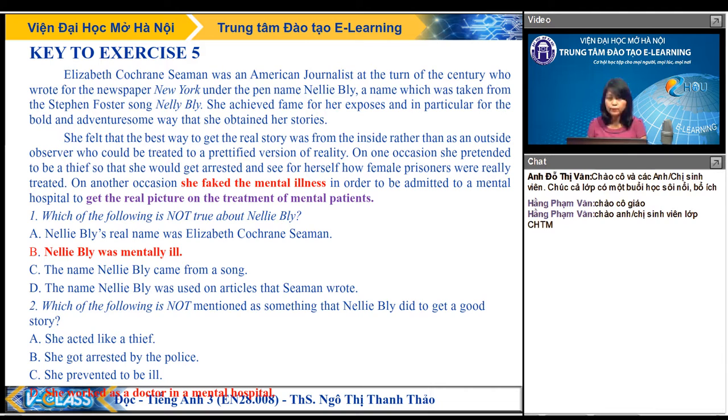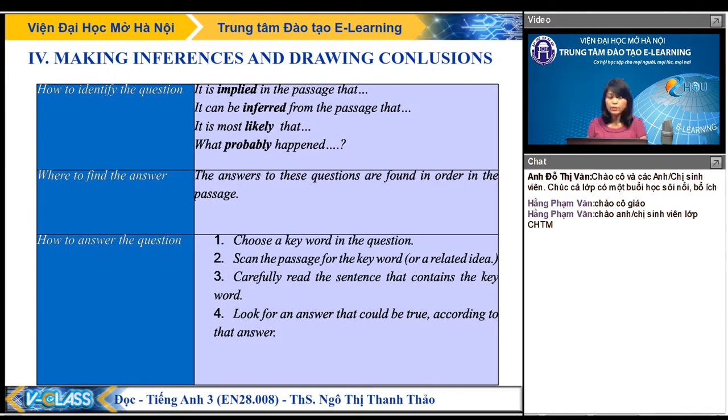So is that clear to you? So if there's something not so clear to you, do not hesitate to ask. Now, move on to the next one.